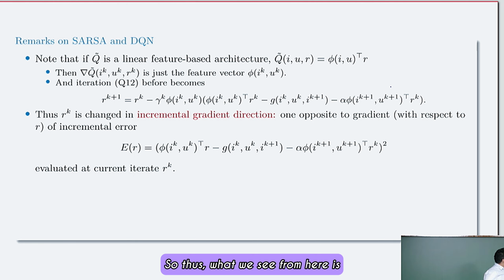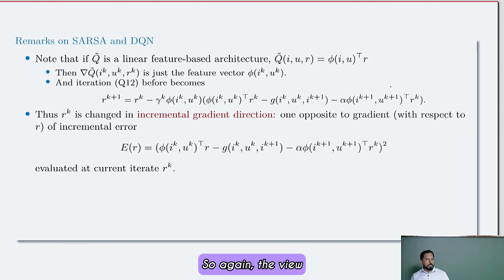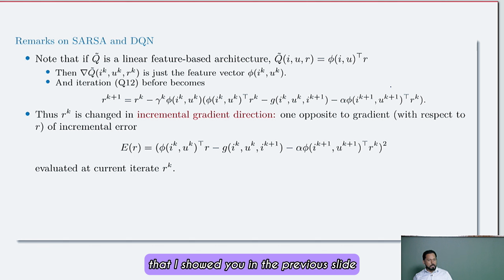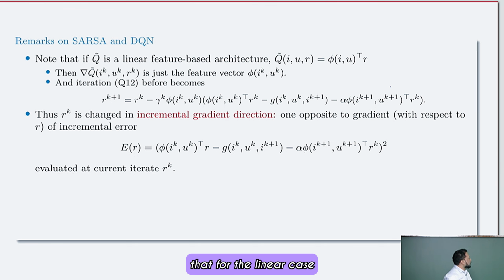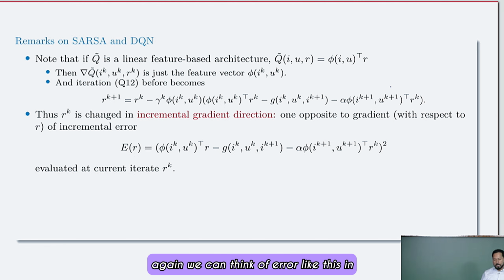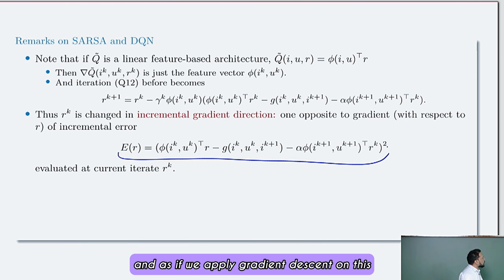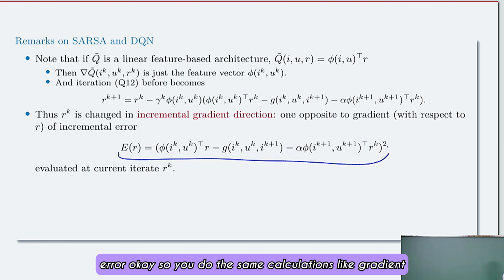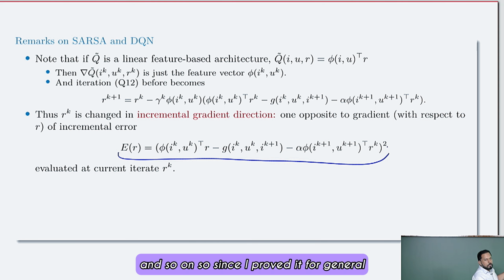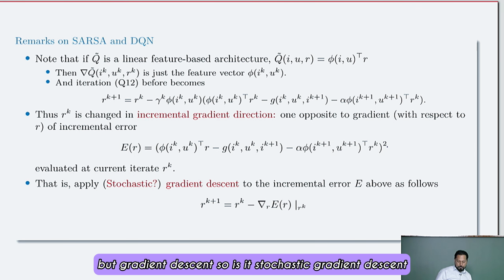Thus, what we see from here is that RK is changed in the incremental gradient direction. Again, the view that I showed you in the previous slide, I will repeat it here: for the linear case, again we can think of the error like this. In this case, our error is like this, and it is as if we applied gradient descent on this error. You do the same calculations, like the gradient and so on. Since I proved it for the general case, the special case works straight away, right? So this is nothing but gradient descent.